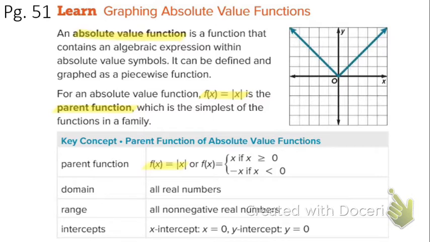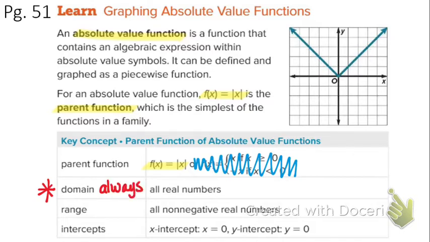First of all, this is the equation. We're not going to focus on how to write that as a piecewise. Okay, so the equation is y equals the absolute value of x. The domain, this will never change. So if you are asked what is the domain of an absolute value function, it's always going to be all real numbers, which is written as negative infinity to infinity.